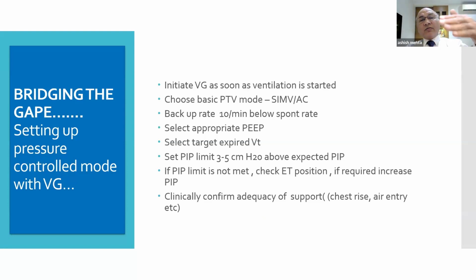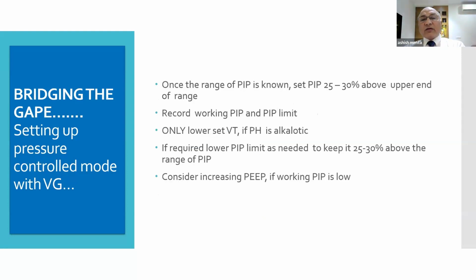And depending on how much the set PIP is, I put my Pmax 3 to 5 centimeters above the pressure limit. Then take an X-ray, look at the chest and tube position, and clinically confirm the adequacy of the support. Once the range of PIP is known, I will set the Pmax 25 to 30% above the upper range and just leave the baby alone.